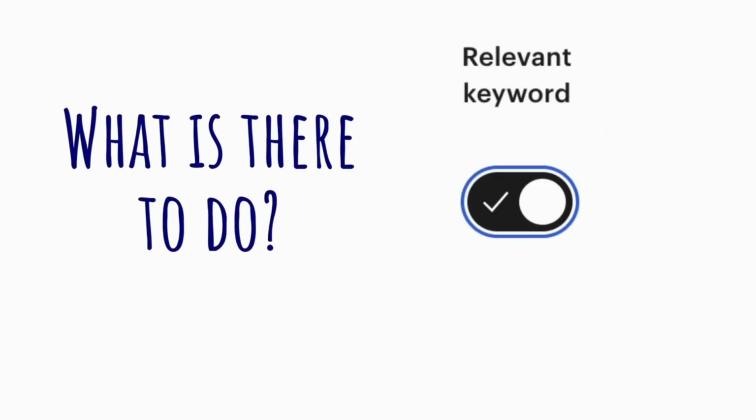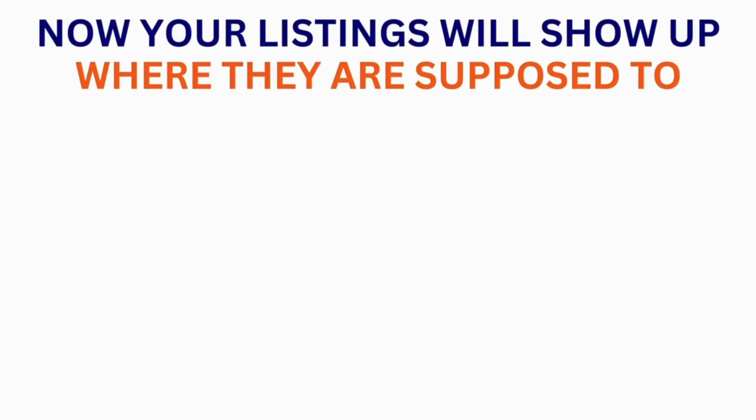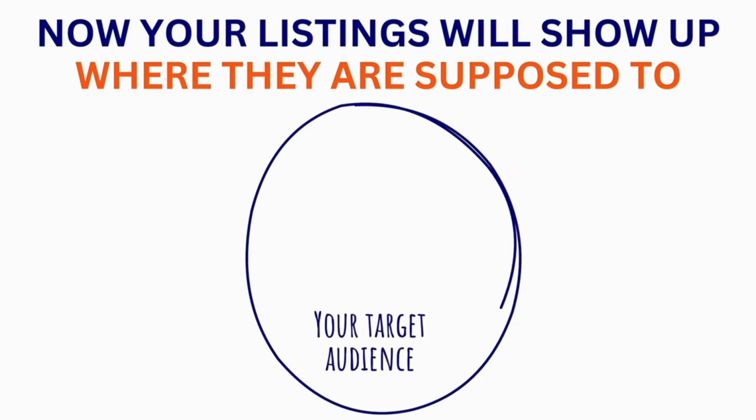What is there to do in this case? You click to disable it as a relevant keyword. So your listing no longer shows up on that keyword. The results after this action, in some time of course, will be that your listings will show up where they're supposed to. So in this scheme, your listing is within your target audience.